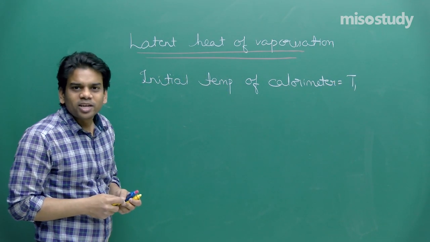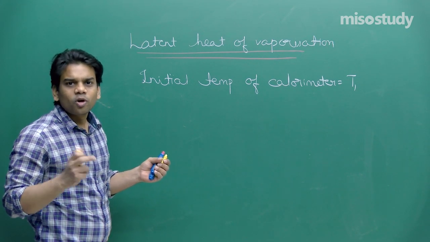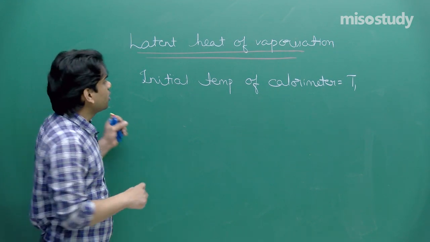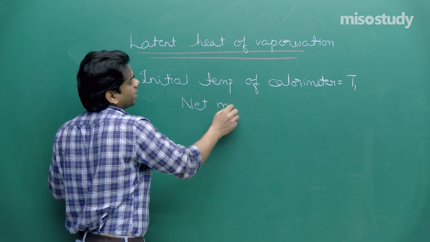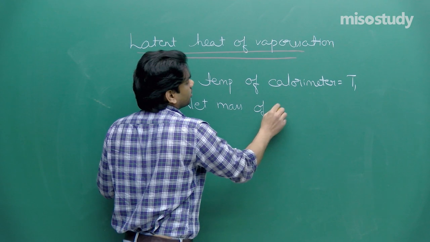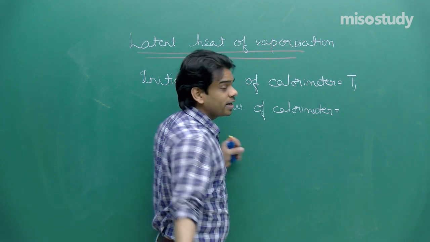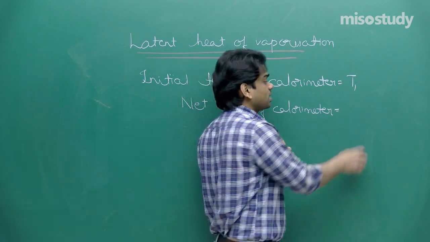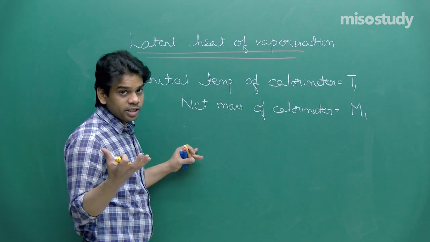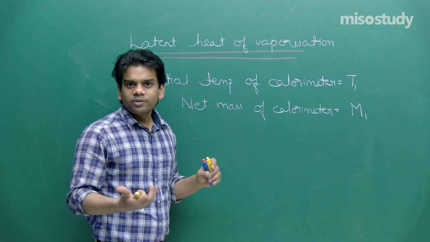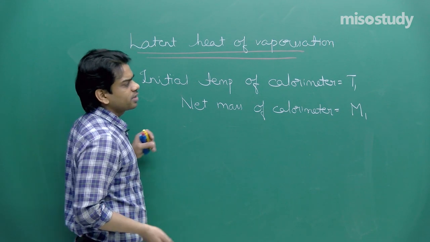Let's say the mass of the calorimeter is M1, which is the water equivalent of the calorimeter combined with the water that you have taken. Net mass of calorimeter, I am writing its water equivalent combined with the water mass, that is M1. M1 is not only the mass of the calorimeter, it is combined with the water that we have taken. Initial temperature is T1, net mass of calorimeter is M1.